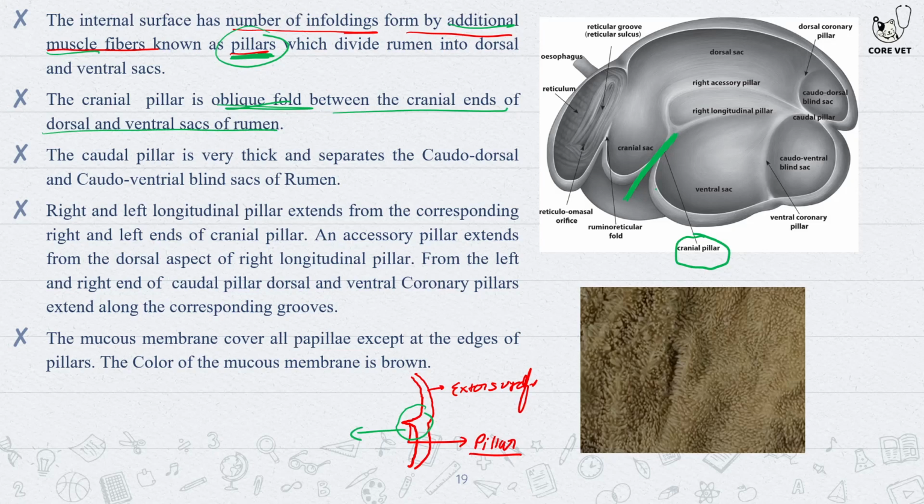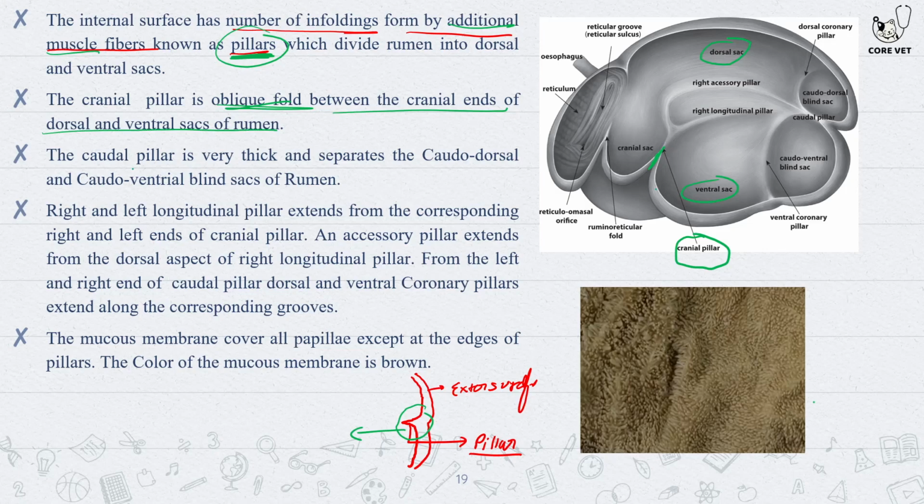Meaning at the cranial end there is an oblique enfolding. Which is cranial to what? The dorsal sac and the ventral sac. Right? This is the cranial enfolding.